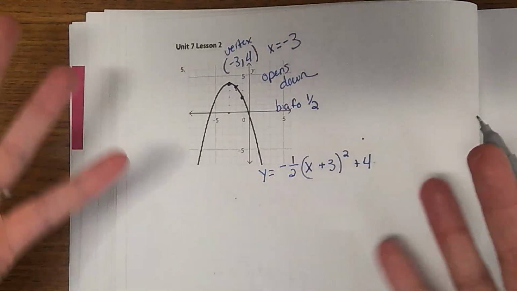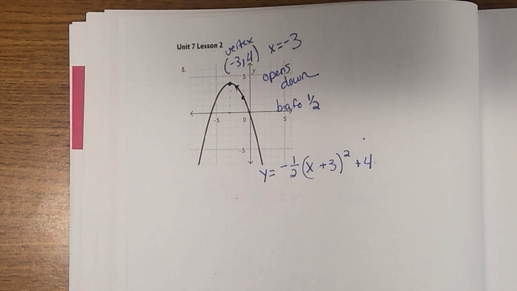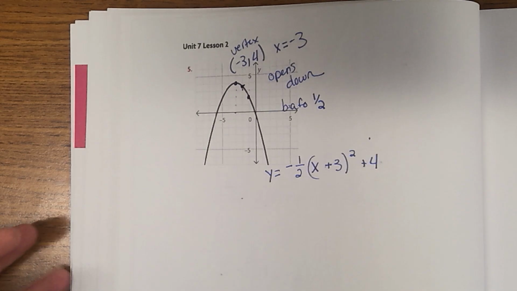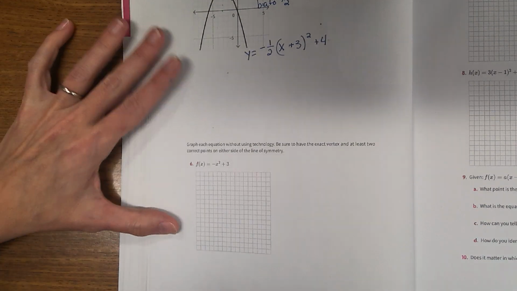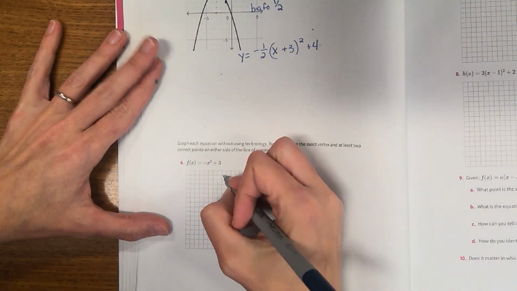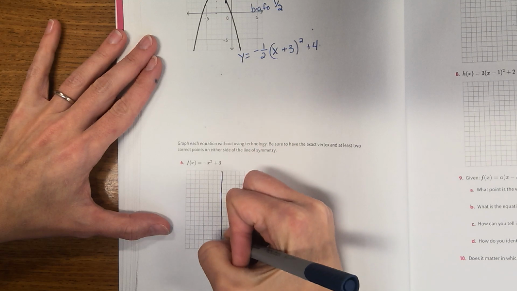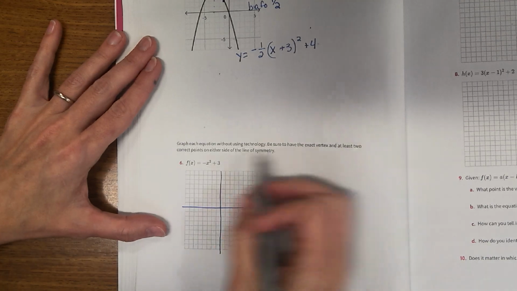Can we look at it? So now the idea is, can we go the other way? In 6, 7, and 8, can we take the information from this and be able to get it onto a graph just using this information? Let's check it out. I think we can. So for this one, we're going to graph each equation without using technology. We're going to try to get the exact vertex and identify where this is going to go and how this is going to look, with at least 2 correct points on each one.